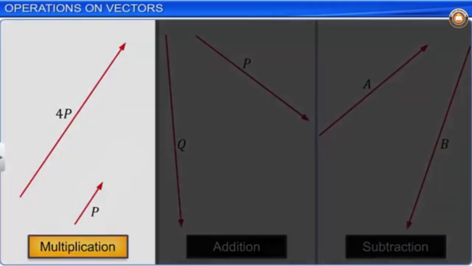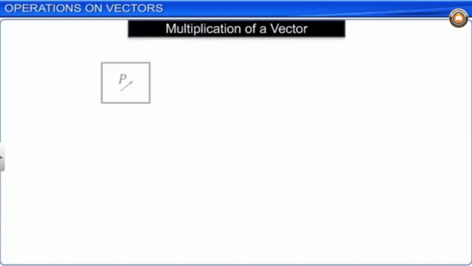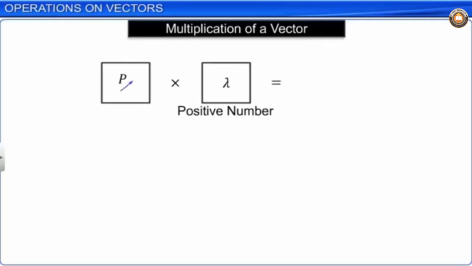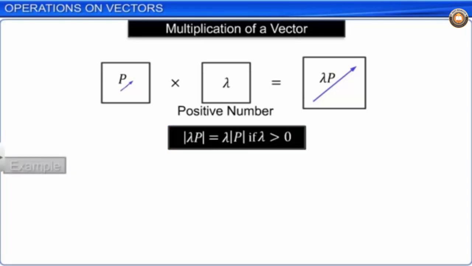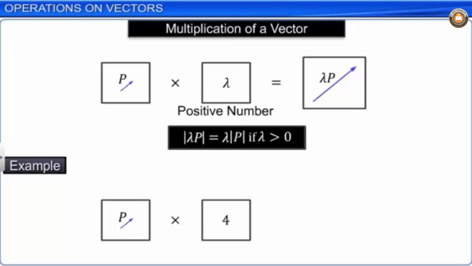When you multiply a vector p with a positive number lambda, you get a vector whose magnitude is changed by the factor lambda. The direction remains the same as that of p. Mathematically, it is expressed as mod of lambda p is equal to lambda into mod p. For example, when p is multiplied by 4, the resultant vector is 4p, whose magnitude is 4 times that of mod p.